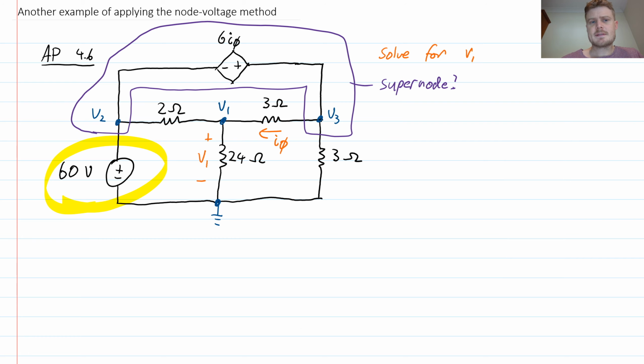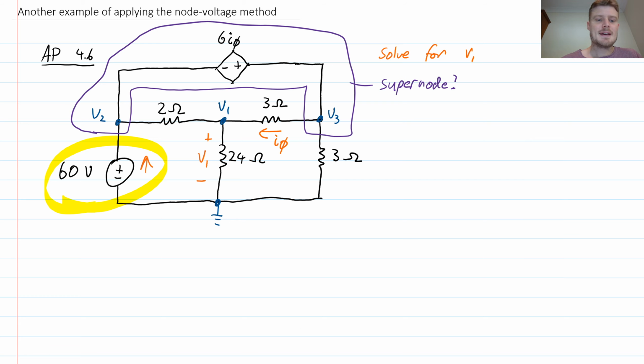And so that means that I can't easily write down an expression for the current that's flowing through that 60 volt source. So the current here is not easy to write. Doing KCL at this supernode is not going to be mathematically easy to write down. Therefore, I should not use a supernode to analyze this.